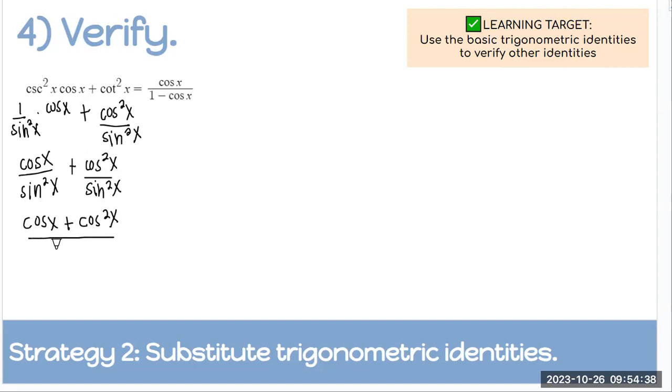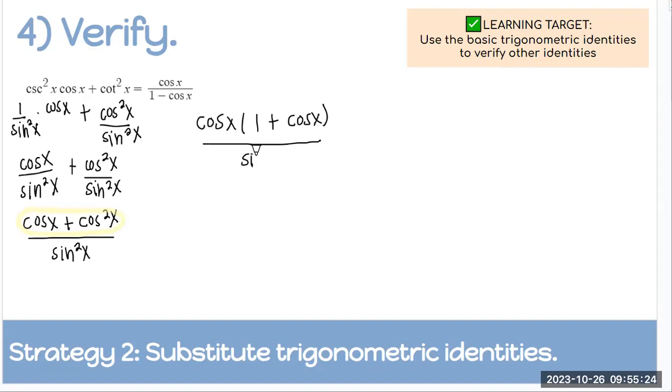Okay, the next part is a new strategy. So remember the other day we factored a difference of squares? Here, this also factors, but it's not a difference of squares. There's a GCF. So we're going to factor out cosine. When we factor out cosine, that's cosine times 1 plus cosine. And you can see if we distribute, we multiply these two together, it is cosine plus cosine squared.